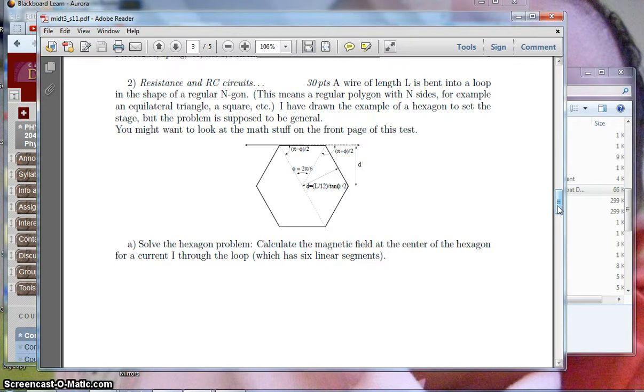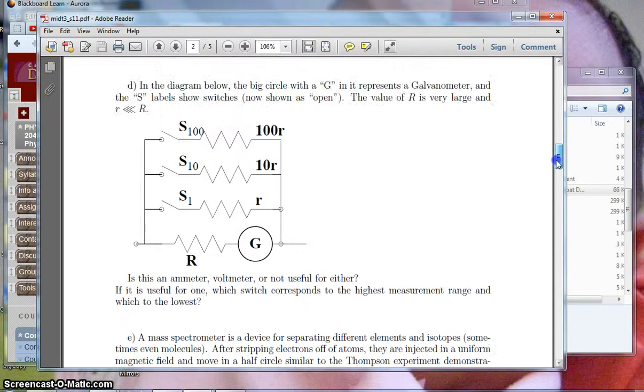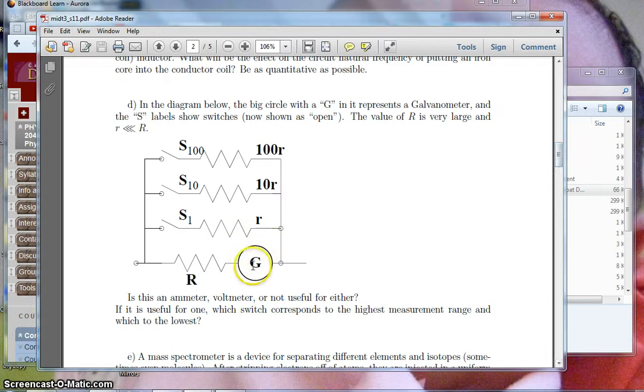Biot-Savart law. On that test, I also had this picture with a galvanometer and a bunch of resistors. I had questions about it: is it an ammeter, voltmeter, etc.? The solution for this test is up there. You can look at it if you want. Not necessarily claiming I'll have all the same things, but I thought it was interesting that I wanted to give those problems anyway, and then I looked back at the old tests and found that I've used some of them.